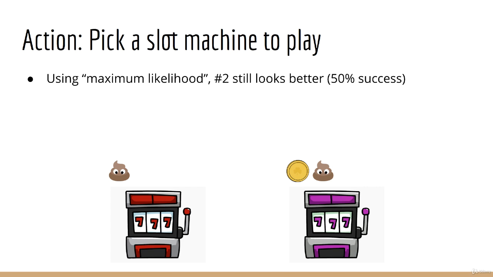Since we decide to play slot machine number 2 again, we observe the result, and unfortunately we lose. But if we look at these machines in a maximum likelihood way, machine number 2 still looks better. Machine number 1 has a 0% chance of winning, and machine number 2 has a 50% chance of winning. So let's play again on slot machine number 2.